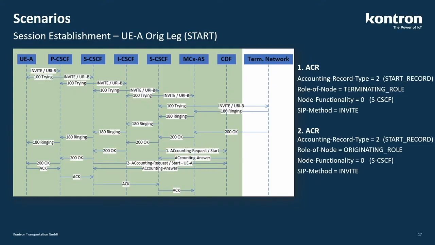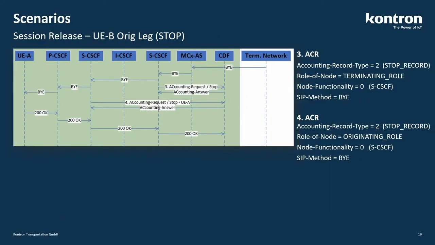And you see that two ACR accounting requests are basically generated. One is here, the first one for the called user, and the second one for the calling user. On the right-hand side, I have moved from the terminating role, because this is the terminating S-CSCF, while on the second record it is the originating S-CSCF. Both are triggered due to INVITEs, and both are basically indicating the start of the record.